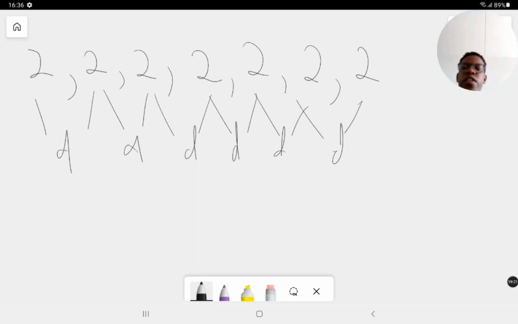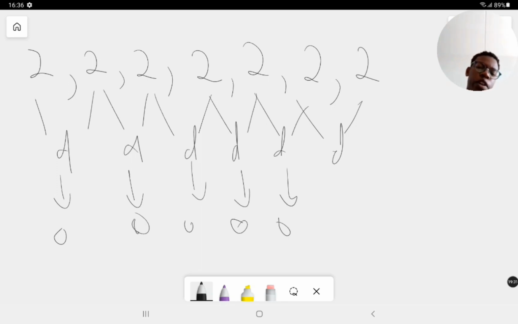Doesn't matter if the constant difference is 0, just like it is here. 2 minus 2 is 0. 2 minus 2 is 0. So the constant difference here is 0. All of them here are 0. Therefore, this is an arithmetic sequence.